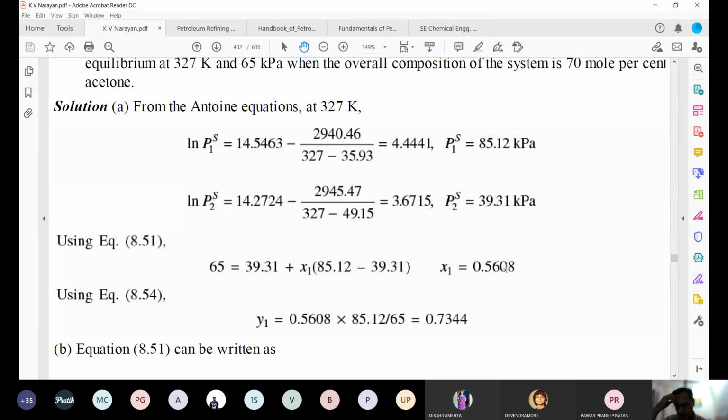Overall material balance करके निकाल सकते हैं आप. It's not overall material, it's component material balance, sorry, acetone material balance. So we'll do acetone material balance. Overall में कितना है acetone is equal to liquid में कितना है acetone plus vapor में कितना है acetone.